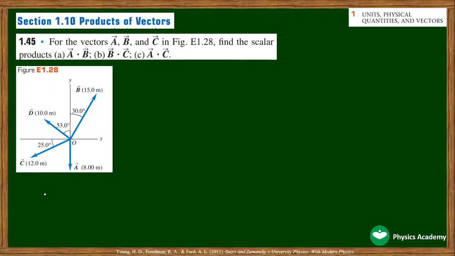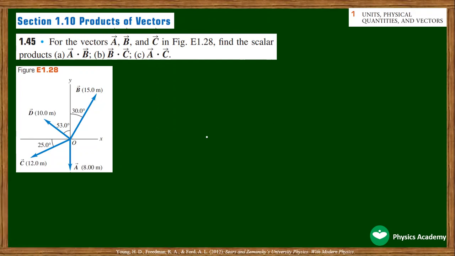So now we're going to answer exercise 1.45. This is about the product of vectors, section 1.10, in chapter 1, units, physical quantities, and vectors. We're using University Physics with Modern Physics, 13th edition. For vectors A, B, and C in figure E1.28, find the scalar product of A dot B, B dot C, and A dot C. So that is the question.